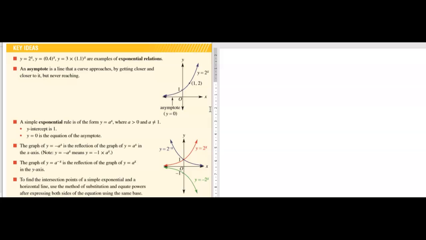The graph of y equals negative a to the power of x is the reflection of the graph, so that just means it's negative. So you can see here the green line. So it's just flipped on the x-axis. And the graph of a to the power of negative x is a reflection of y equals a^x on the y-axis. So you can just see here our original one, the red line, y equals 2^x. When we've got a negative power, it's just switched in the other direction. And then we've also got the green line. Okay, so those are the ones we're going to be looking at.